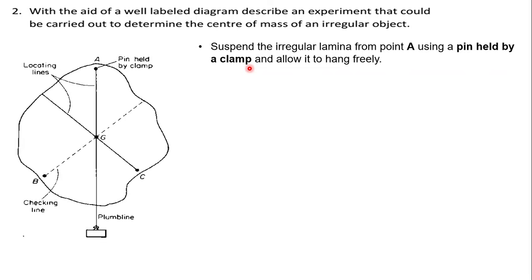Then hang a plumb line. A plumb line is a string at the end of which there's a mass. So hang a plumb line from the same pin so that it hangs freely. So this is a string to which a mass is attached. That's called a plumb line. So a string will go all the way due to the weight of the mass. The string is going to be vertically straight.